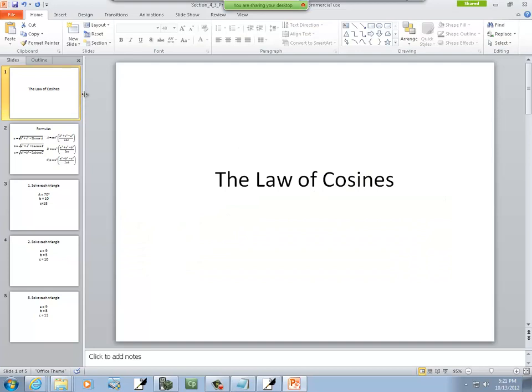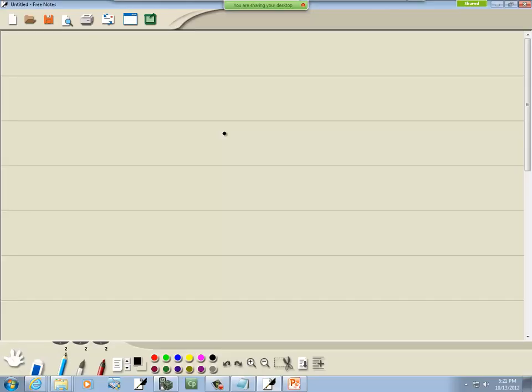In this section we're looking at the law of cosines. Let's look at the formulas. So, law of cosines. We've got three forms of it.